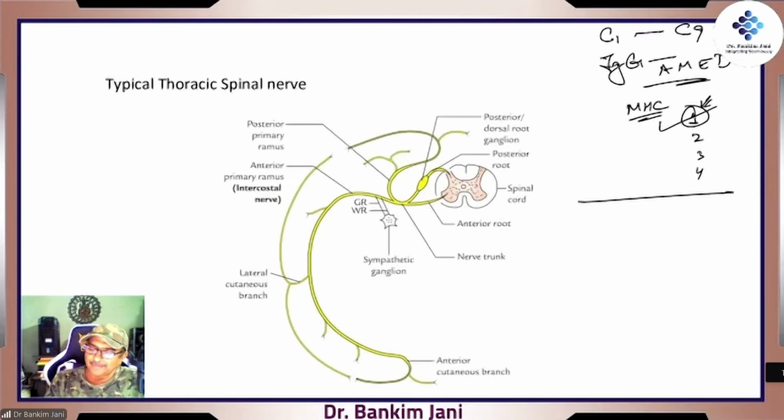See, this major histocompatibility complex and this hypersensitivity type 1 reaction. Type 1 reaction is what? Type 1 reaction is an allergic reaction, right? An allergic reaction which comes immediately, and it is because of IgE, right?